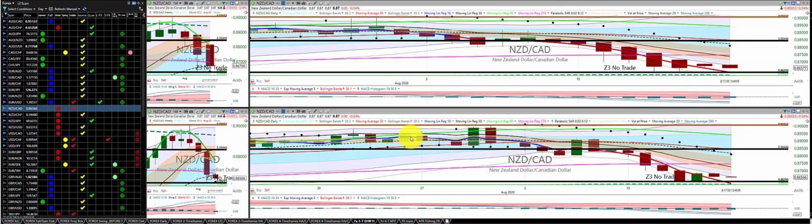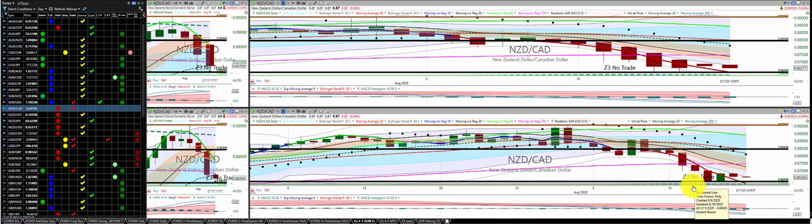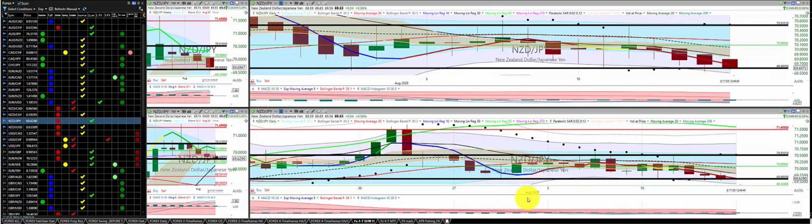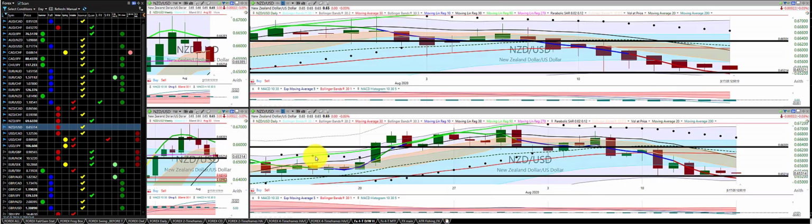New Zealand Canadian dollar, no trade. We have a Z3 no trade. The Z3 no risk or reward plus the 200 moving day average here. Zealand Swiss franc, we're in this trade. Move the stop down to belly of the dragon. Zealand Japanese yen, we're in this trade. Move the stop to the hump of the dragon. Zealand US dollar, no trade.